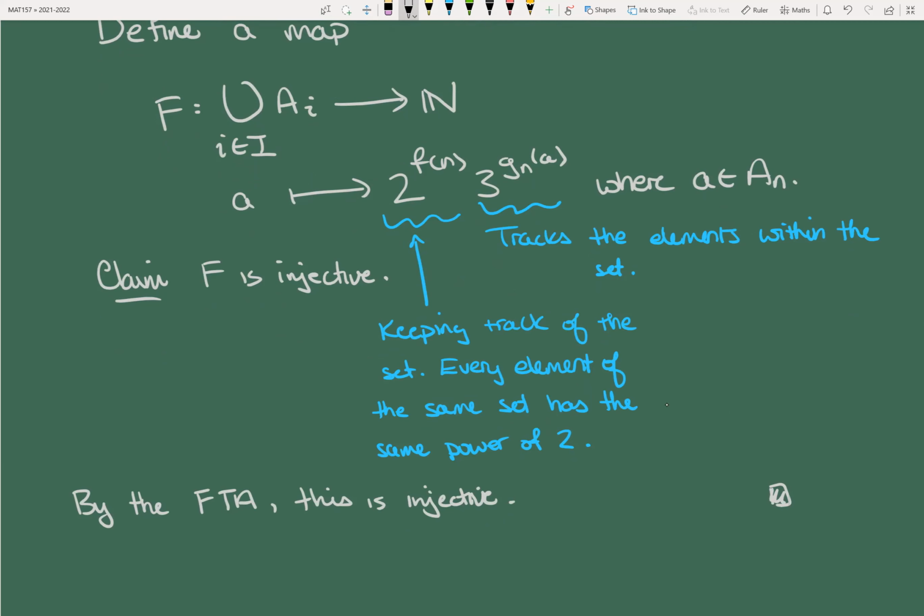Suppose that f of a is equal to f of b, right? So that means 2 to the n, 3 to the m is 2 to the k, 3 to the l for some m, n, k, and l. But by the fundamental theorem of arithmetic, the powers of 2 have to be the same and the powers of 3 have to be the same. So a is equal to b, right? That's how you would actually do this if you wanted to write it out.